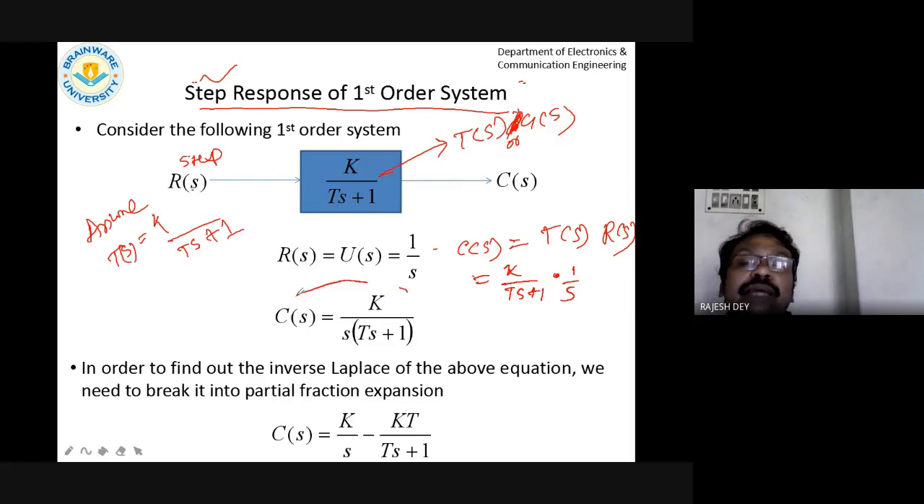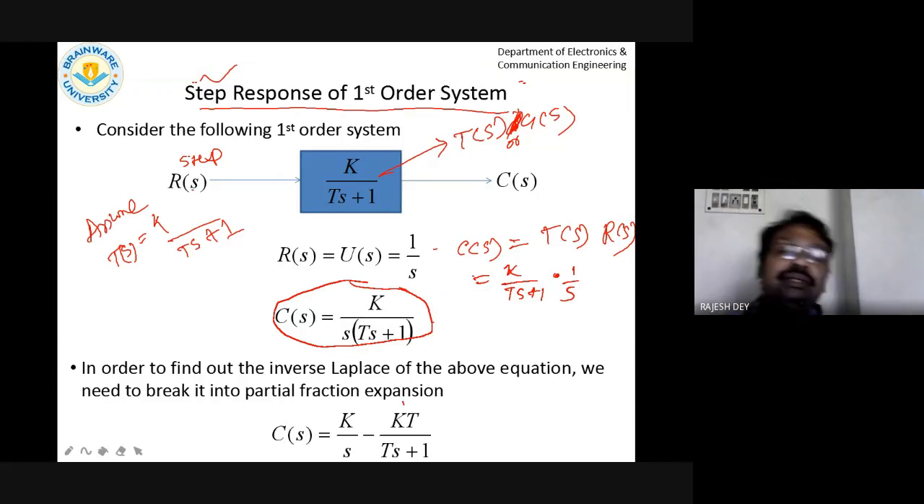Now this type of equation is broken into partial fractions. You all know partial fractions. If you don't remember, I will show you again how we take the partial fraction.